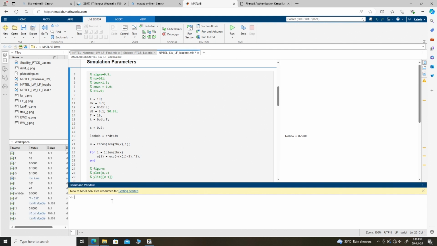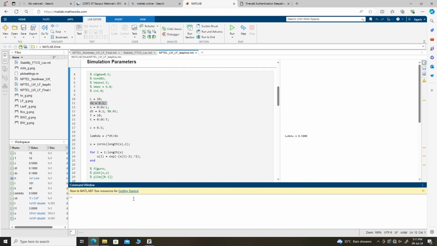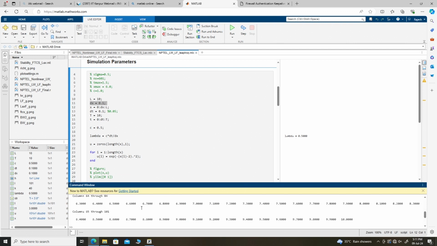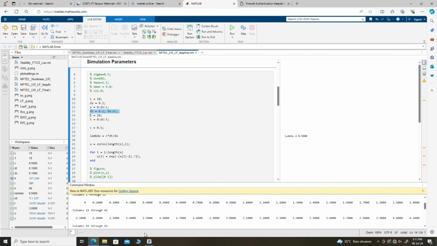Because I've used the x, you can use linspace or you can use 0 to L in steps of dx. I have chosen dx equal to 0.1, so x will be 0 to 10, divided in steps of 0.1. These are the values of x. And then I've taken dt equal to 0.1.